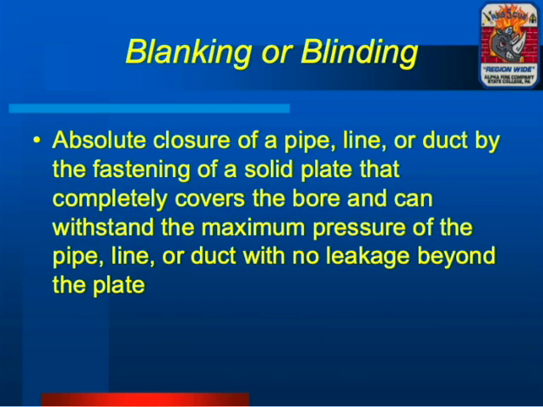Blanking or blinding. This is an operation for the closure of pipes, lines, or ductwork. Let's say you take the valve apart, or you pull one side of the valve away, and you actually put a device in there that's going to limit or stop the flow of material. So you actually put a device in that's going to block the pipeline.